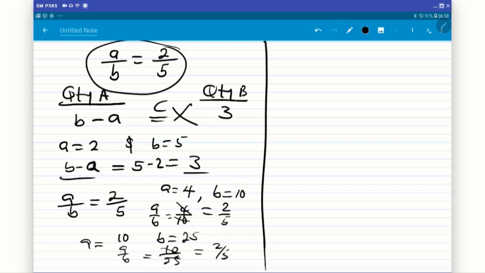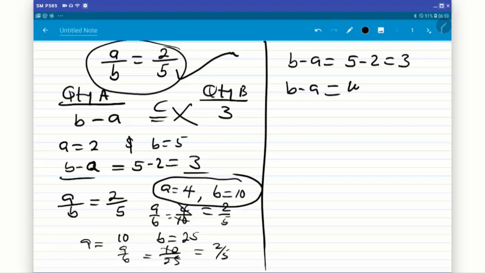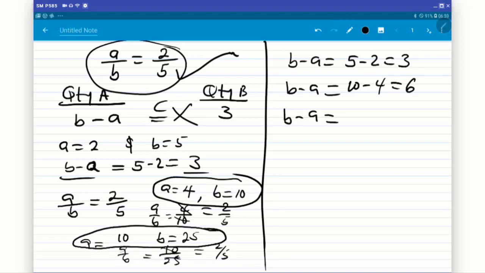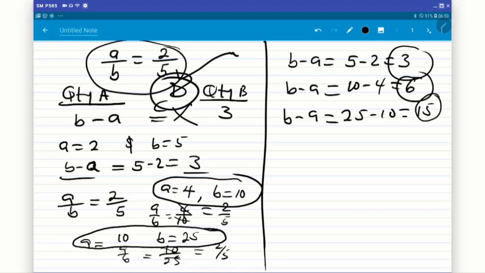So what does that mean? It means if I have this statement here and I want to find B minus A, my B minus A could be 5 minus 2, which is going to be 3. My B minus A could be, according to what I have here, 10 minus 4, which will be 6. My B minus A could be 25 minus 10, which is 15. So my B minus A can be any number. It may not be 3, it can be greater than 3. So it simply means here, we cannot determine this. The answer is D and not C.